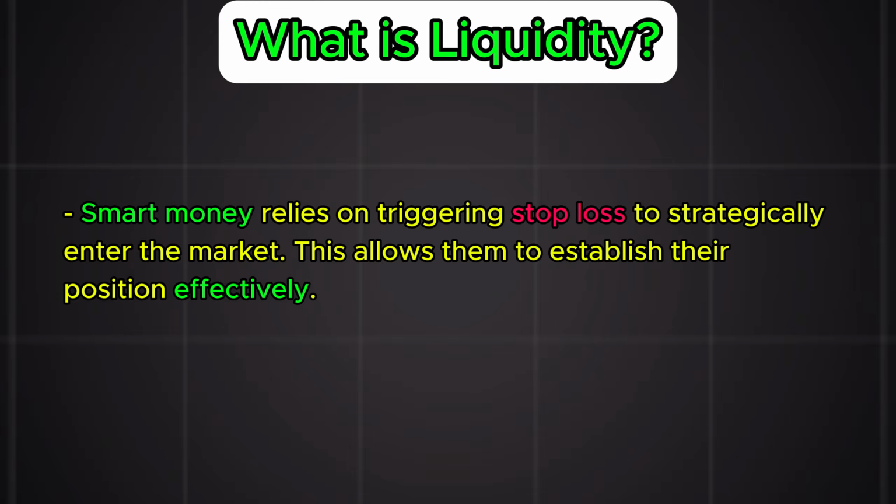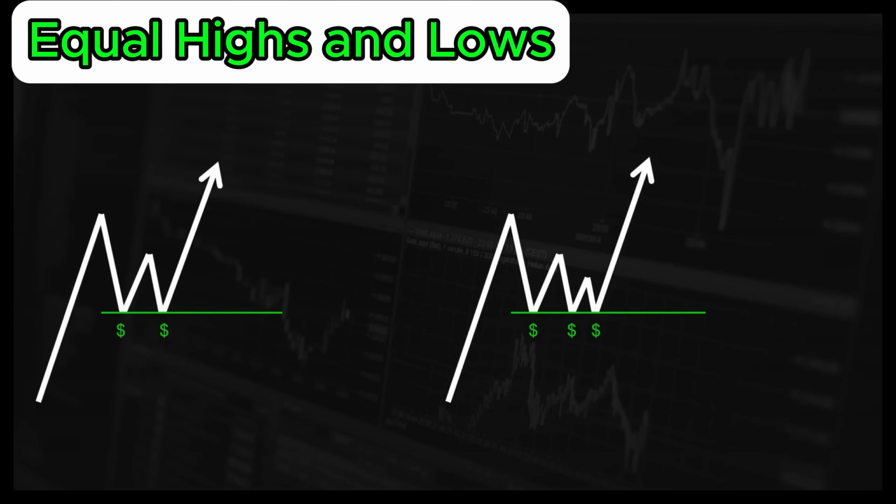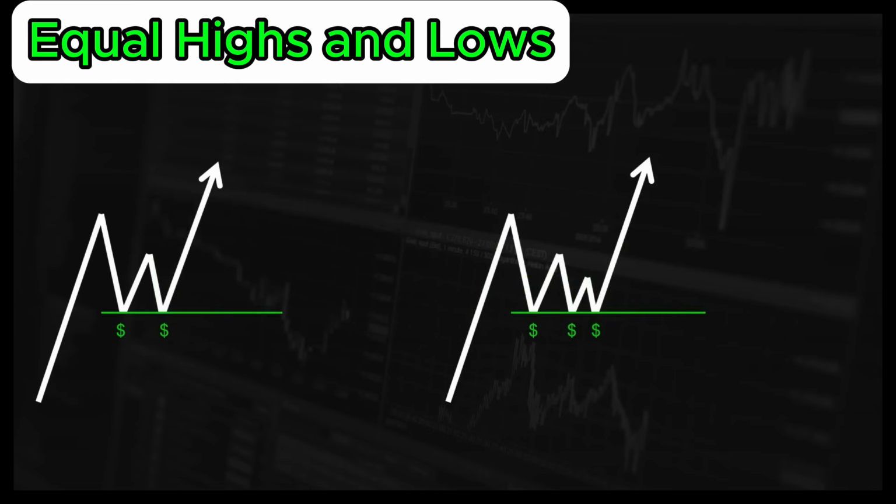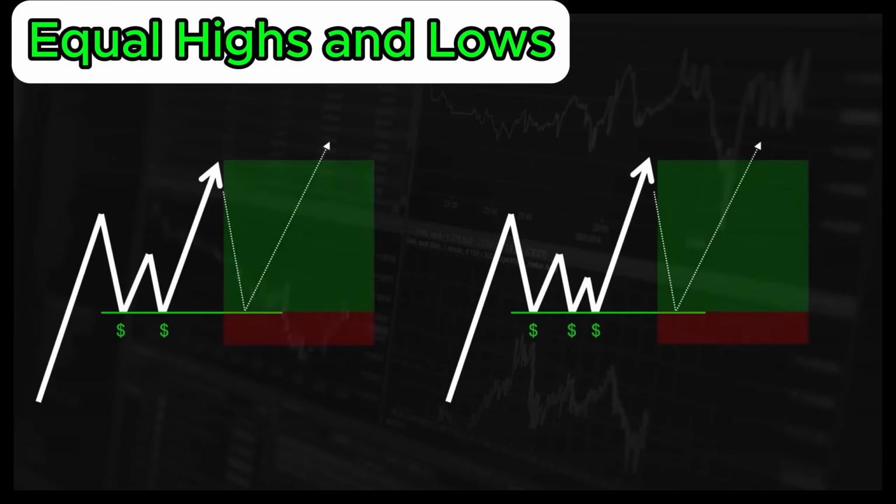We have many types of liquidity in the market. The first type is equal highs and lows. As the name suggests, the price will form equal lows, where the low points are about the same level. Similarly, the price will form equal highs, where the highs are about the same level. Now, what does this signify in terms of price action? The double or triple bottoms that are created on the chart are great places to look for trading opportunities for many retail traders. They expect a rejection to the upside once the price taps into this area again.